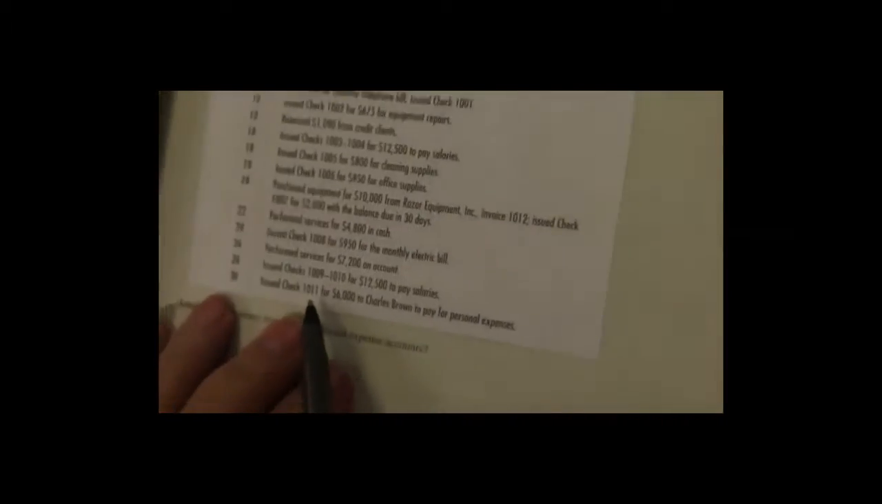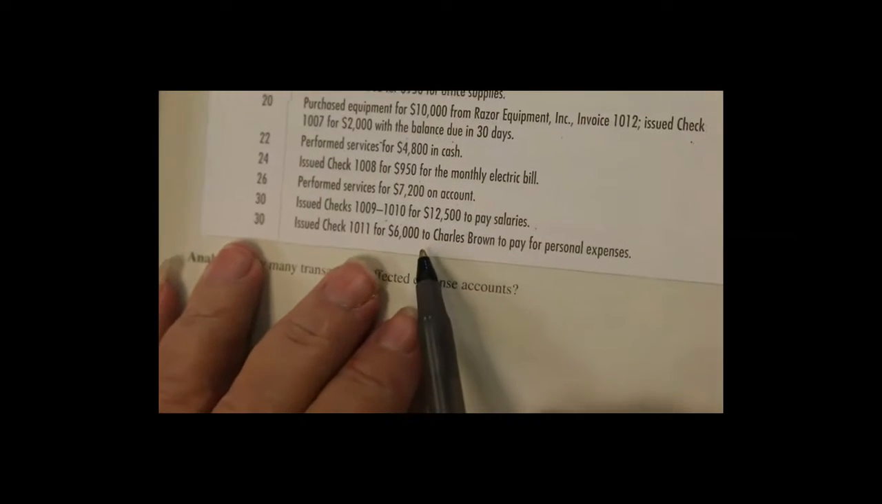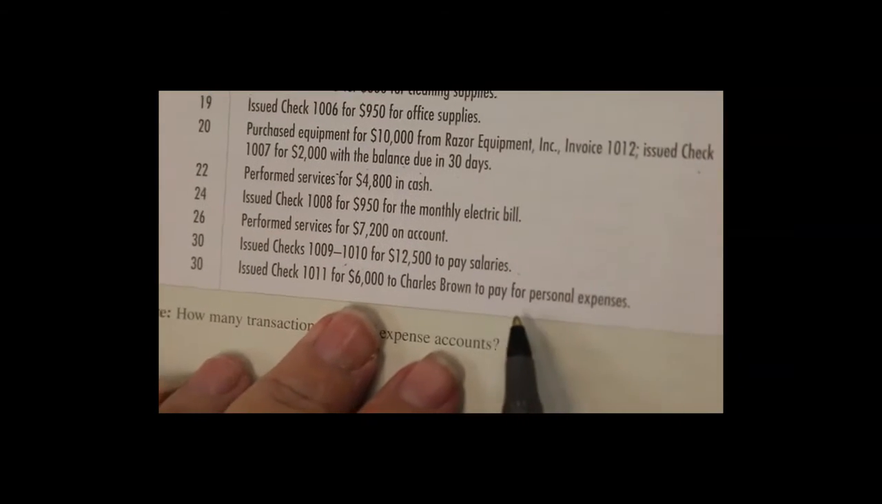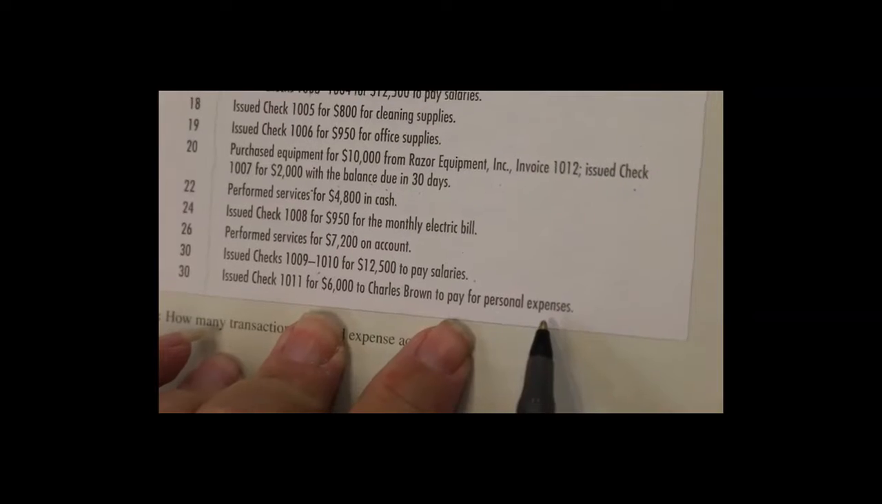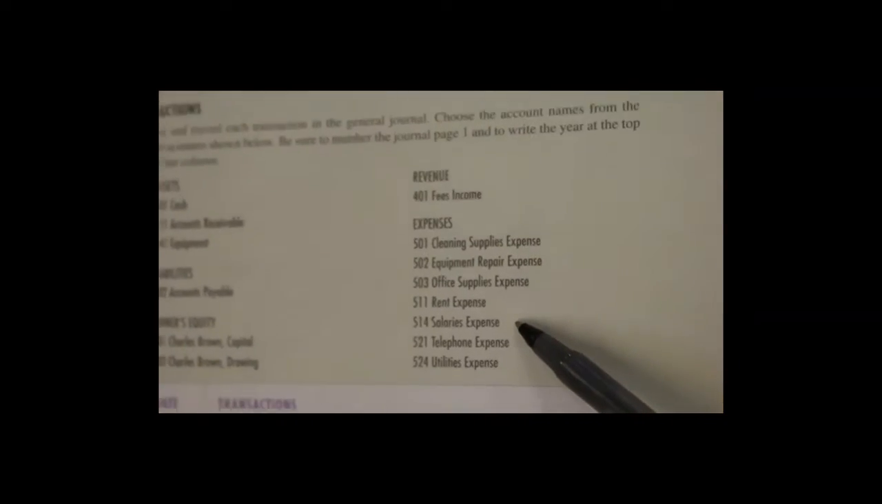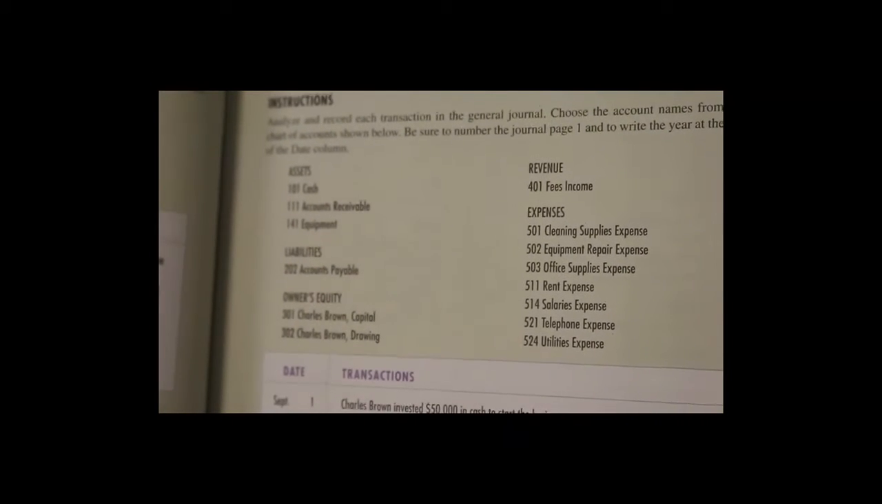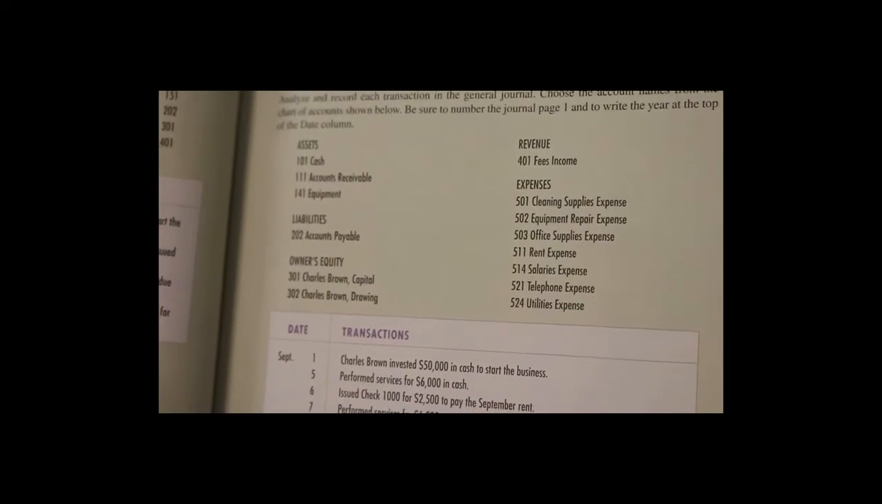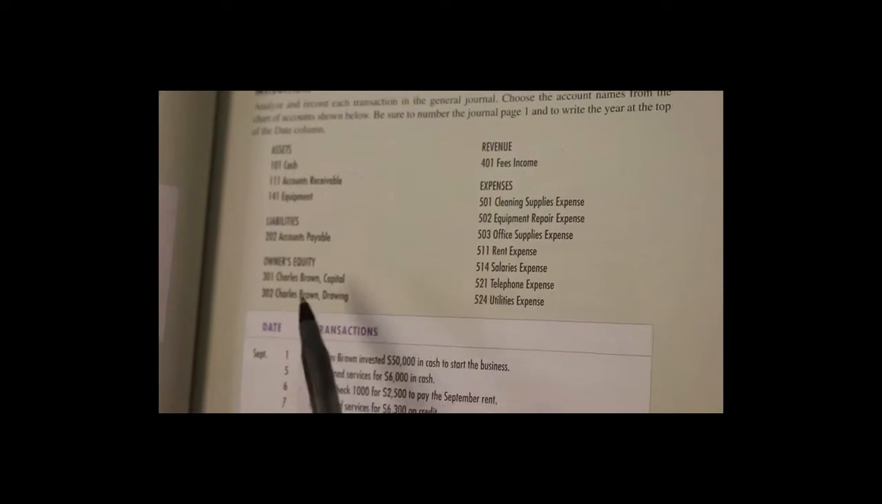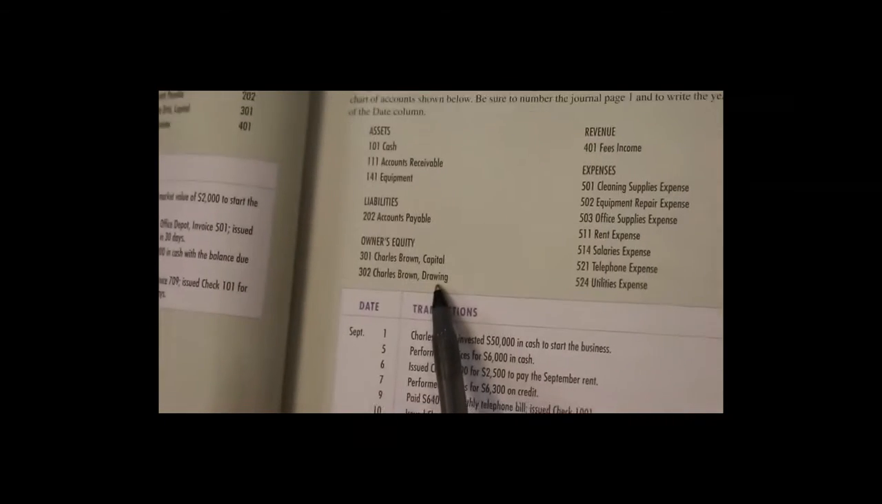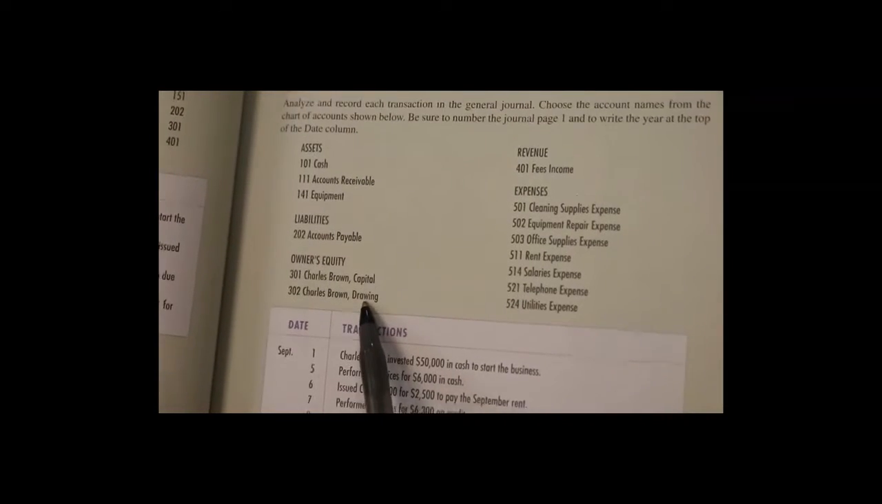Last transaction. Issued a check 1011 for $6,000 to Charles Brown to pay for personal expenses. The company belongs to Charles Brown, so how do we deal with that? This is not a company expense, so that goes to Charles Brown Drawing. He's drawing money out of the company for his own personal use. So we're going to call this drawing.